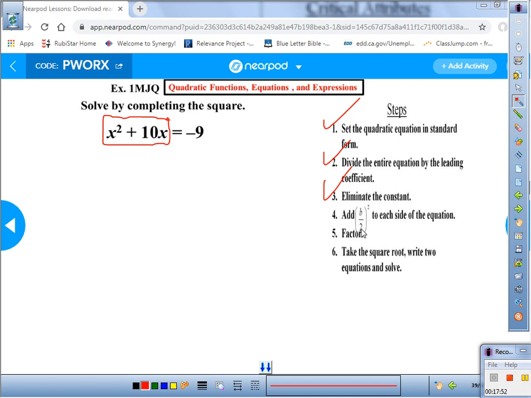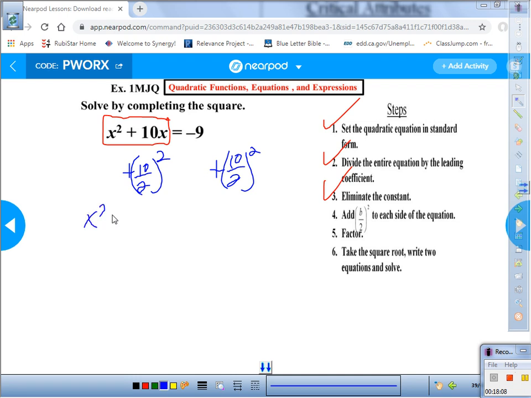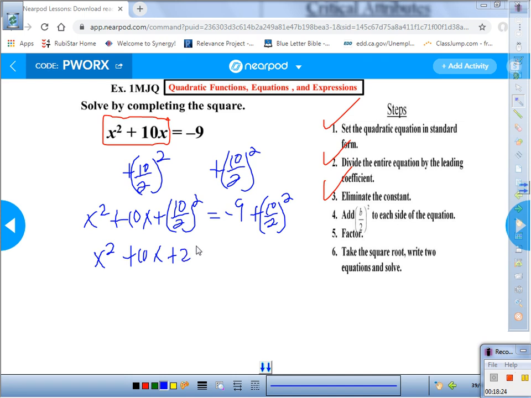Step 4, add (b over 2) squared. So what is b? 10. So we add (10 over 2) squared to each side. That leaves us with x squared plus 10x plus (10 over 2) squared equals negative 9 plus (10 over 2) squared. I'm going to write it so you can see it. Simplify. x squared plus 10x plus 25 equals negative 9 plus 25. And you know what to do from there.